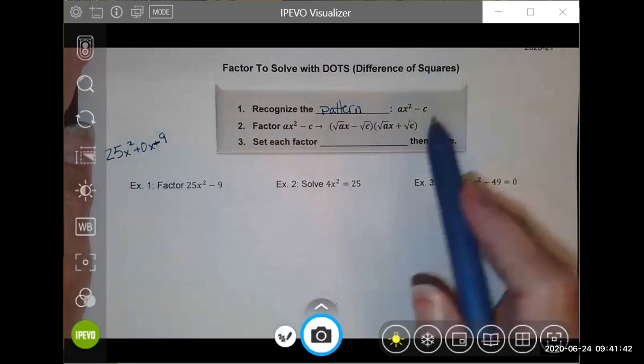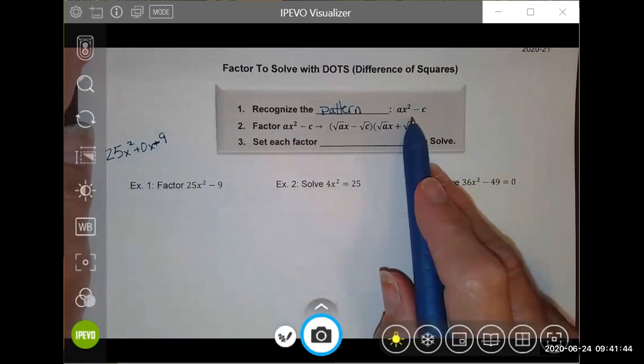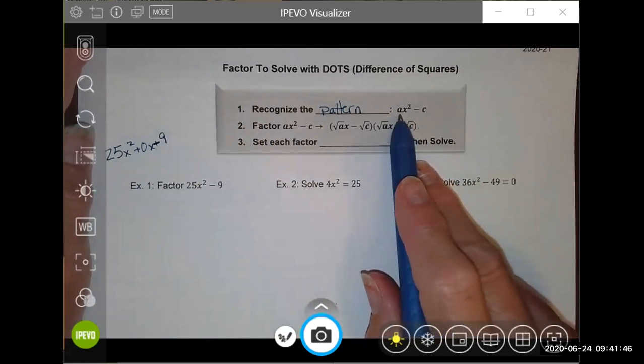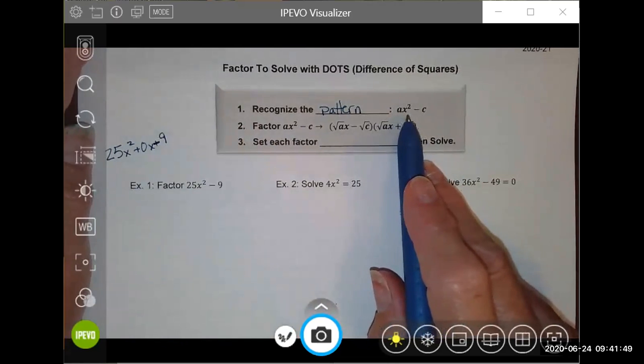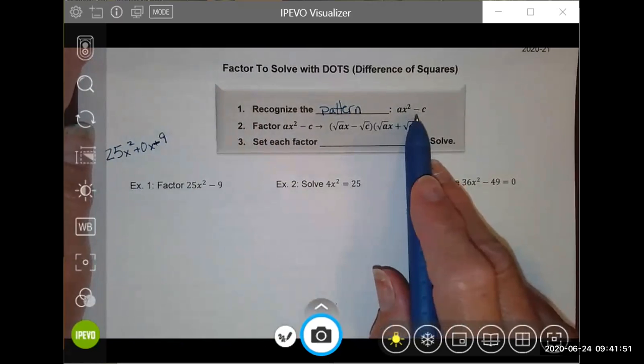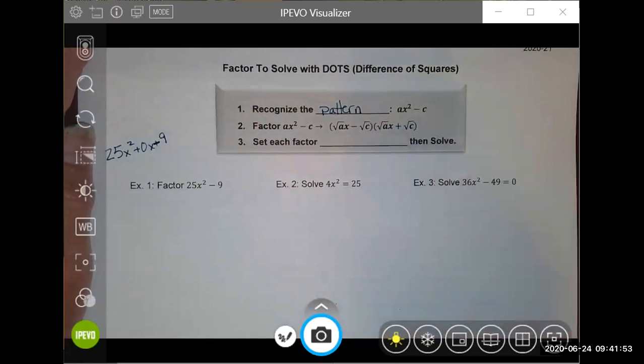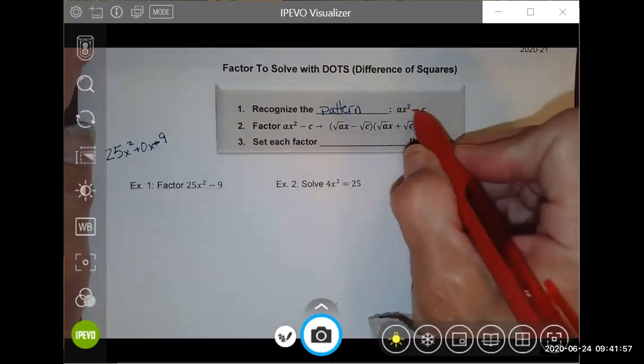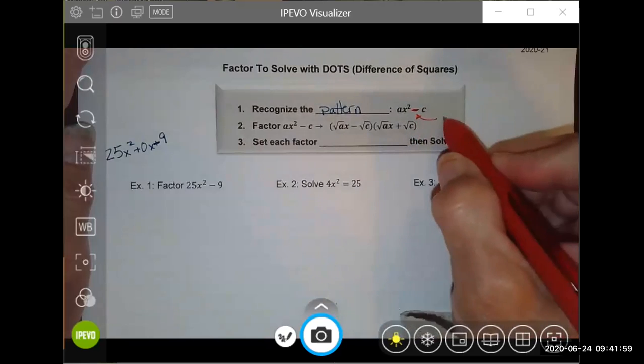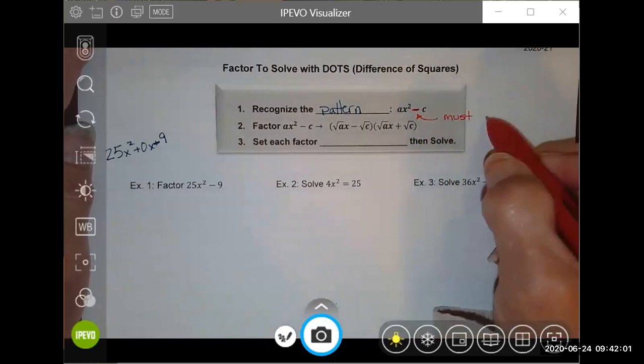So let's look at this. In this particular case, a difference of two squares can be recognized when there is a perfect square, a variable that's being squared, a subtraction symbol, and another perfect square. So key things here, this has to be subtraction. It has to be a difference.